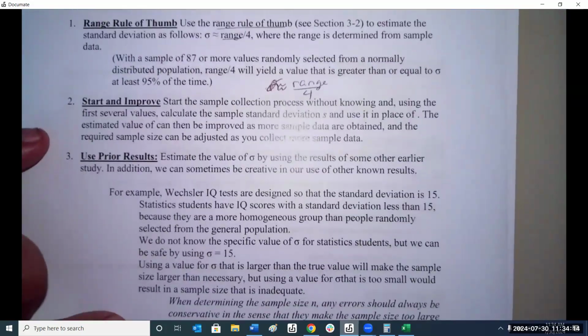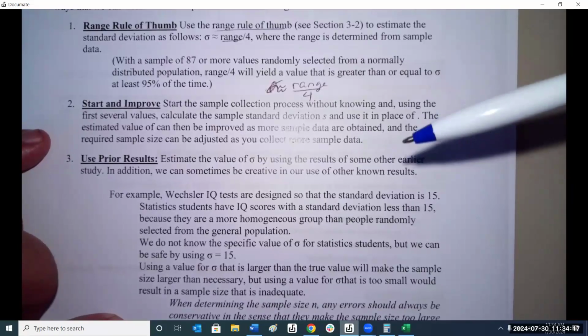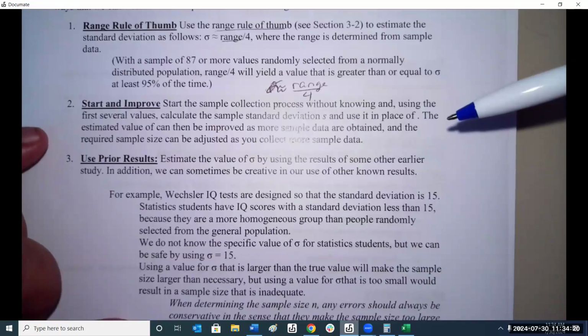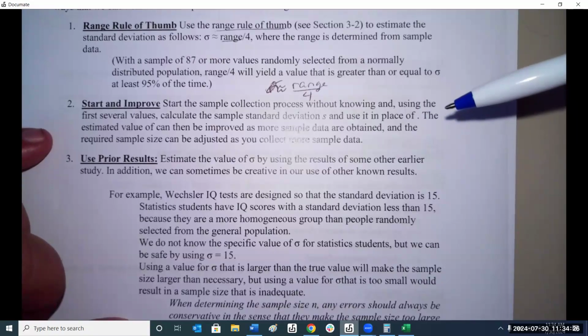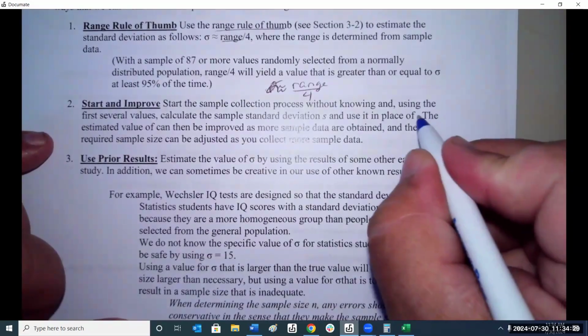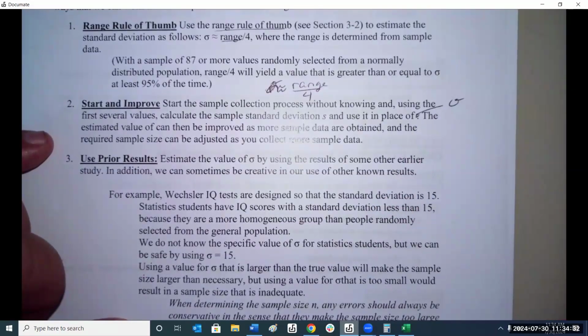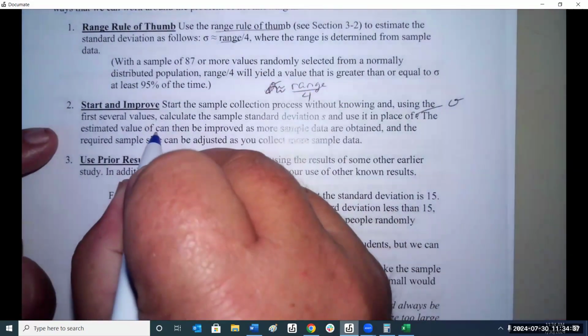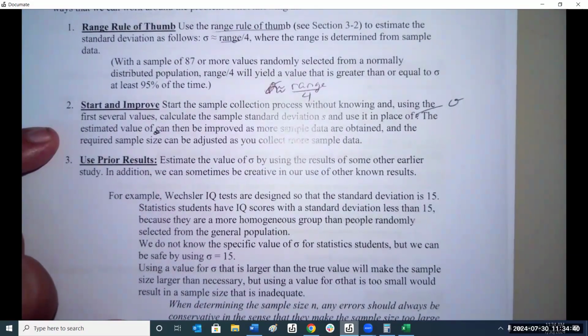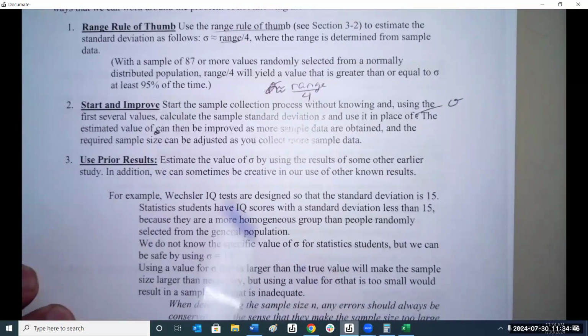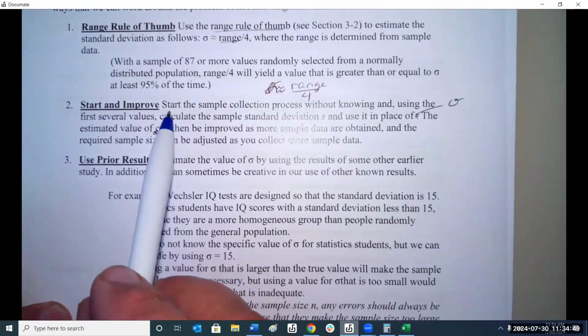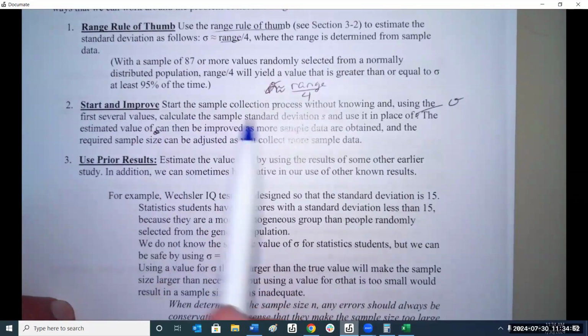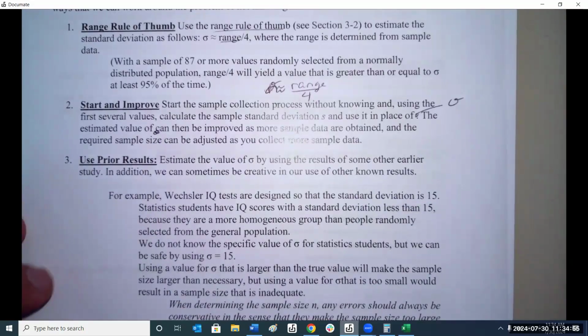Start and improve: start the sample collection process without knowing rho, and using the first several values, calculate the sample standard deviation, S, and use it in place of rho. The estimated value of rho can be improved as more sample data are obtained. So that is an iterative process, because you start with an initial guess or a calculation, and then you keep on adding more to it.